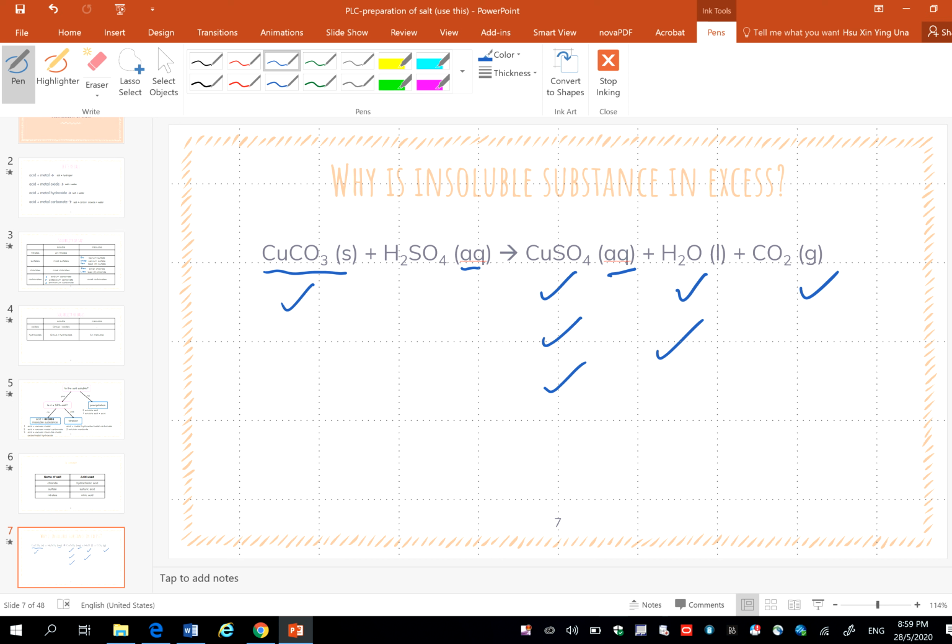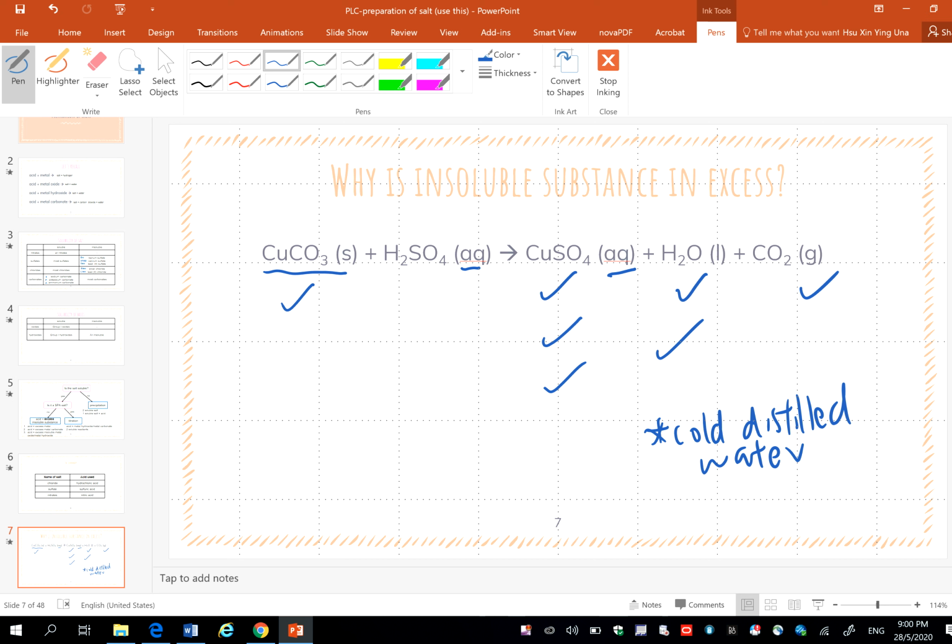Then wash the copper 2 sulfate crystals with cold distilled water. It is important that we use cold distilled water because under cold temperatures the solubility will not be so high, so the salt will not be so soluble. Copper 2 sulfate is actually a soluble salt, so in order to make sure that you don't dissolve the salt, you just want to remove the impurities, you need to use cold distilled water and dry it using 2 pieces of filter paper. So I hope that you understand why the insoluble reactant is in excess.